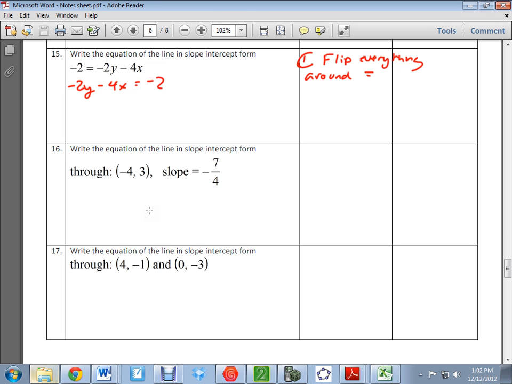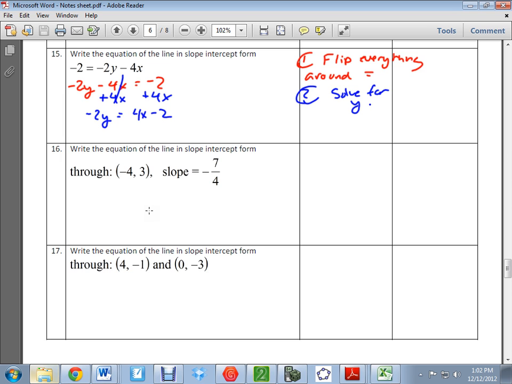If it's written like this, a lot of people will subtract the wrong thing or add the wrong thing. What am I trying to get rid of here? How do I get rid of the x? Add what? I add 4x to both sides, and that'll cancel the x's. Negative 2y is equal to 4x minus 2. So the second step is to solve for y.